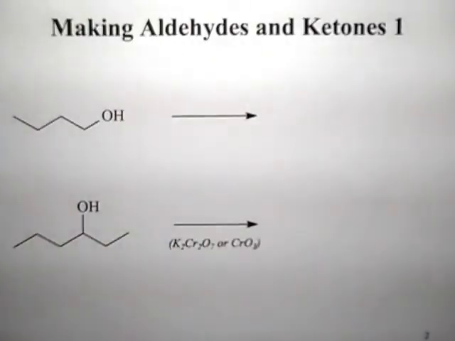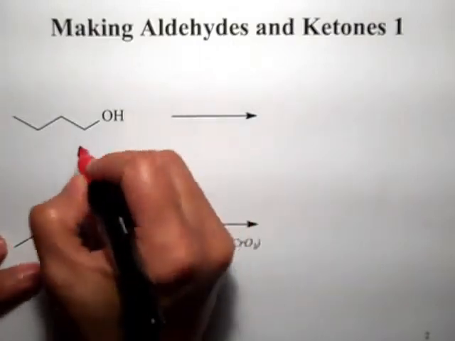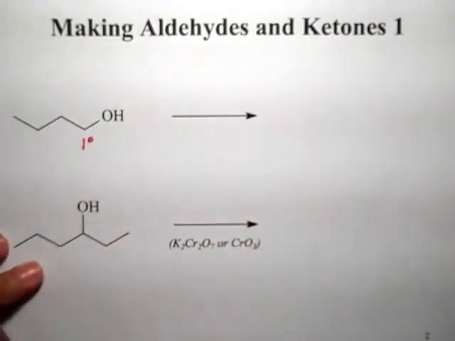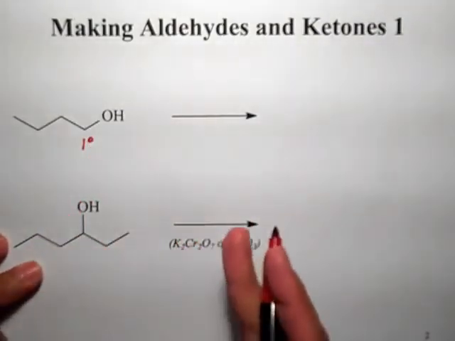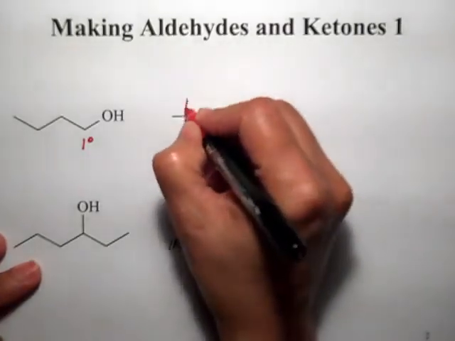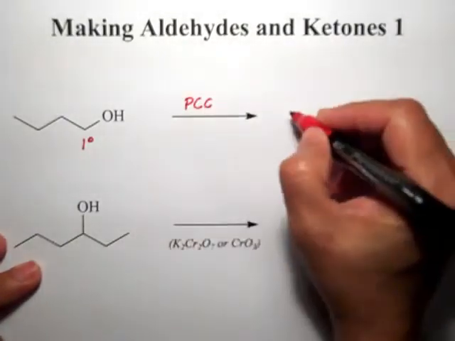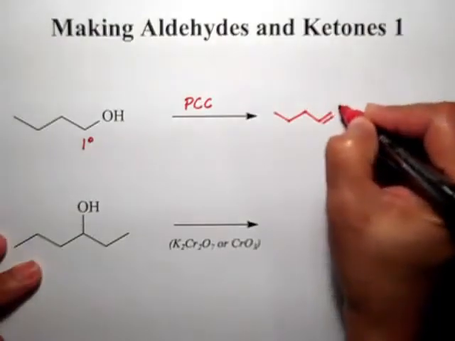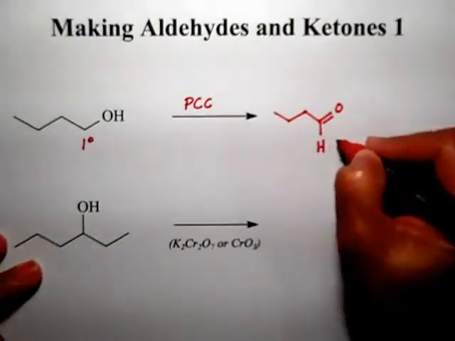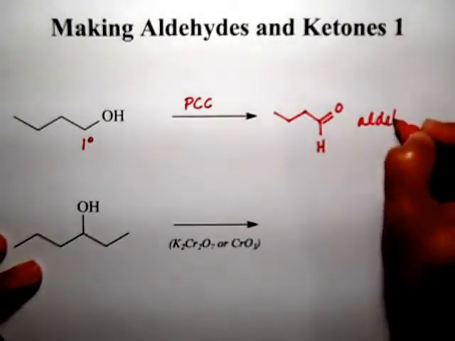you have learned before. Like, for example, if you have a primary alcohol, we can oxidize the primary alcohol to the aldehyde by using PCC. PCC stands for pyridinium chlorochromate, and we get the aldehyde out of that.